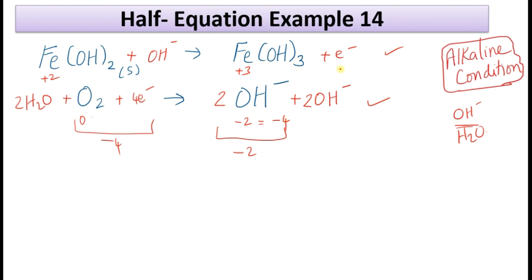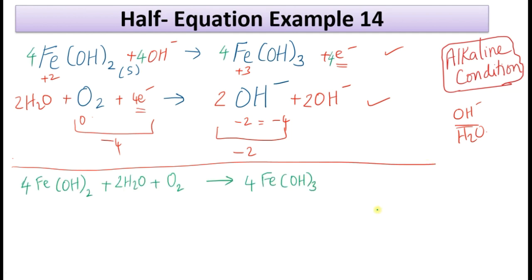So all that you have to look at now, 2 half equations, check the electron numbers, multiply that by 4 and add them up and write the overall equation. This is the overall equation. As you can see, there is 4 OH here, which cancels out with these 4. Also the electrons cancel out.